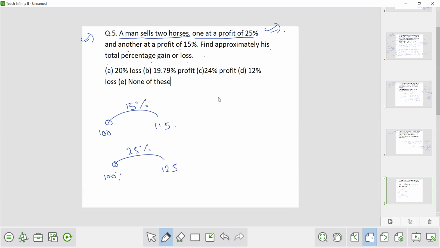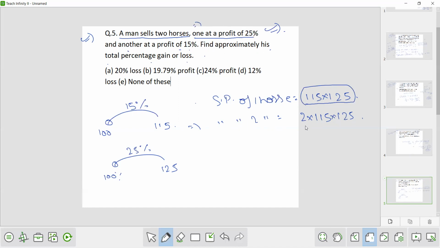So better assume the selling price of one horse is how much? 115 into 125. So accordingly, selling price of two horse is equal to how much? 2 into 115 into 125. So this is the selling price of two horse. Okay. Means selling price of one horse is 115 into 125. So we have to calculate the SP of two horse. So it came out to be 2 into 115 into 125.